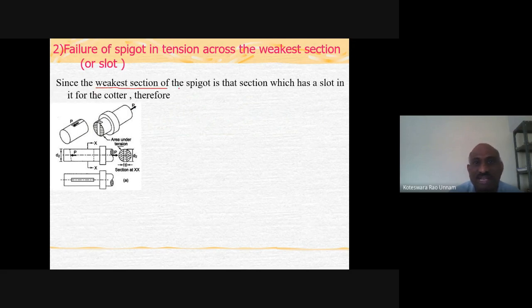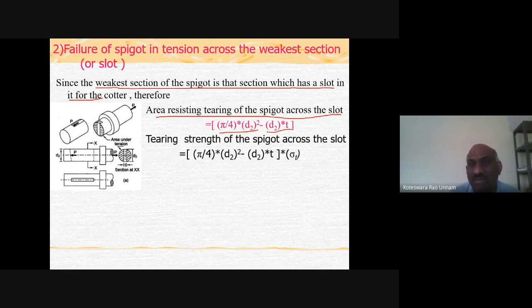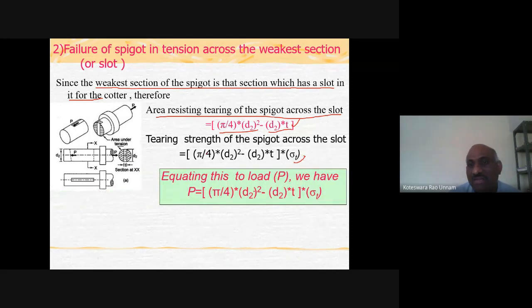Since the weakest section of the spigot is that section which has a slot for the cotter, the area resisting the tearing of the spigot across the slot is, like already said, π/4 into d1 square, the circular area, minus the slot area, which is d2 into t. So the tearing strength of the spigot is nothing but you multiply that by sigma t, and you will get the tearing strength. Once you have that, equating this load to P, you will get the equation.